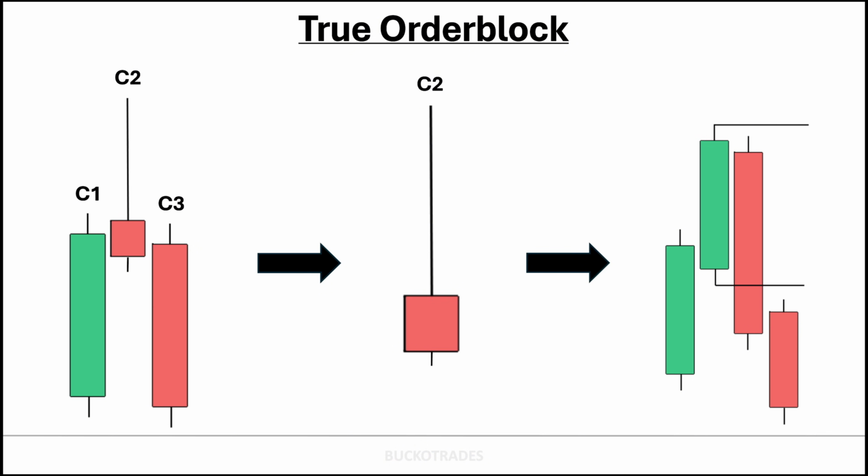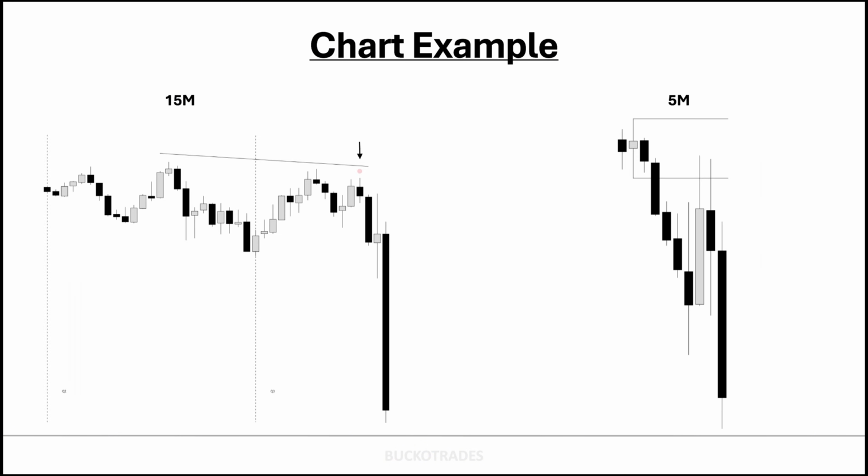So now we know how to use those 3 concepts. All you're going to do is just combine them together. So step number 1, look for that sequential SMT. Step number 2, look for that precision swing point. It must form on the time frame that the sequential SMT has formed. And then you're going to drop down one time frame lower to look for your true order block inside of that PSP. So let's take a look at a chart example right here.